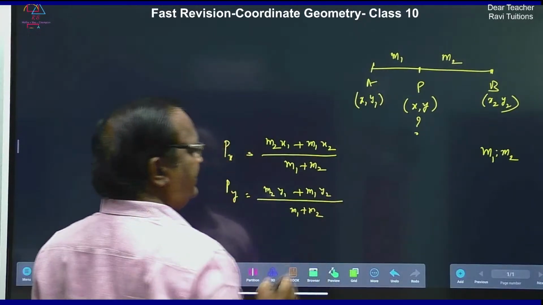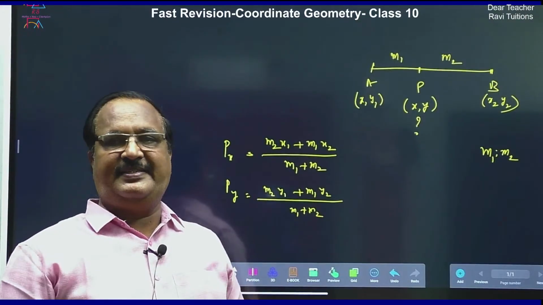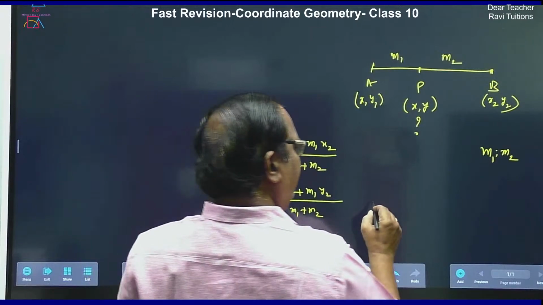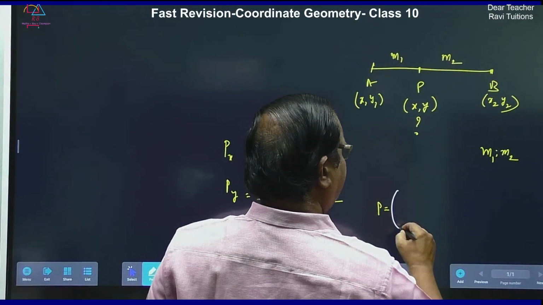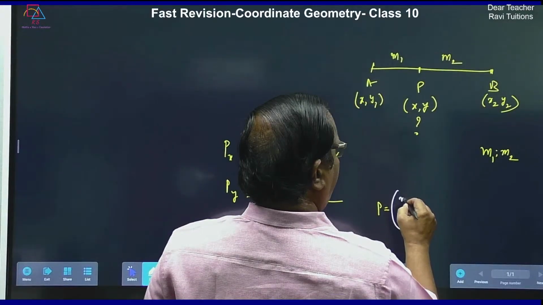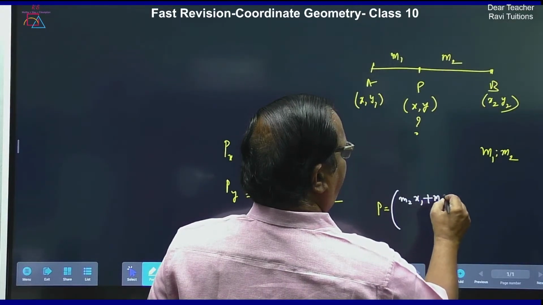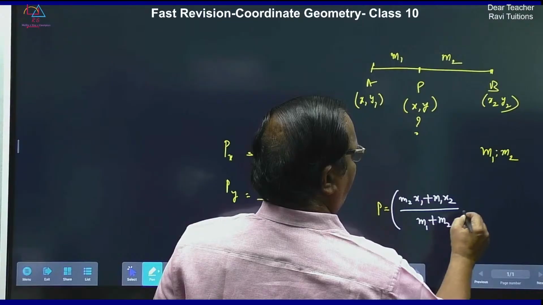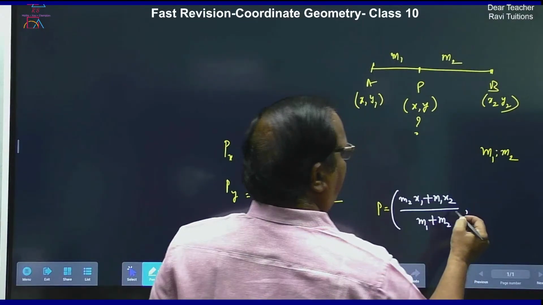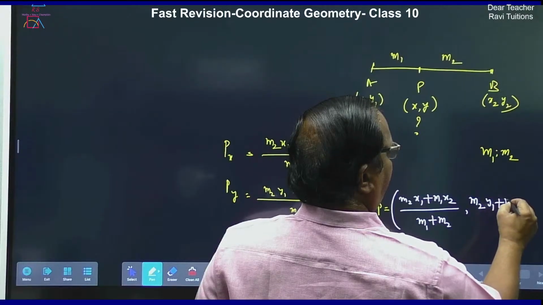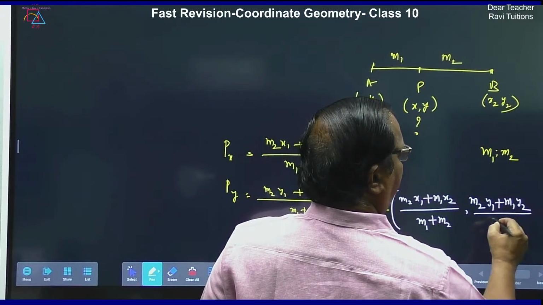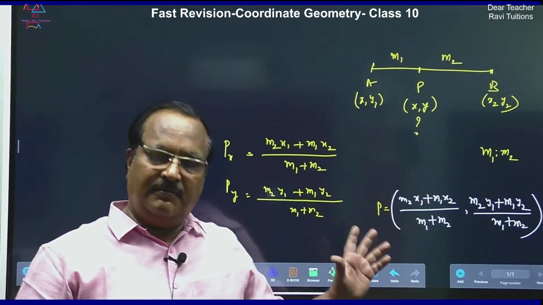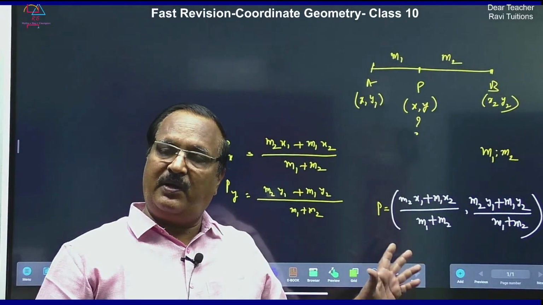If you remember this logically, then it will be easy. Separately x coordinate and y coordinate. If you want to write completely, you can write like this: m2 x1 plus m1 x2 by m1 plus m2, comma, m2 y1 plus m1 y2 by m1 plus m2. You have to remember it logically and write it.